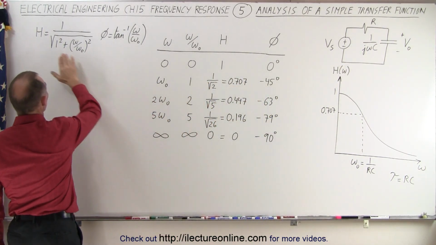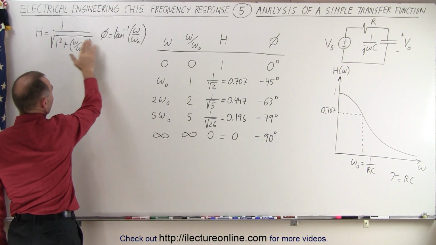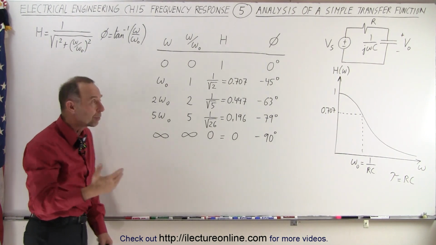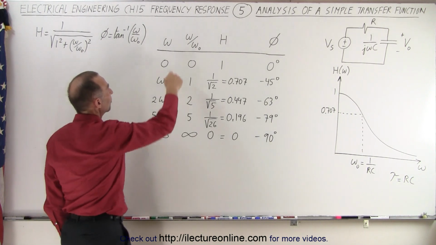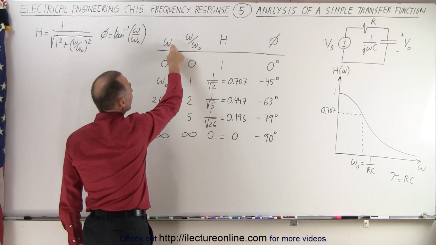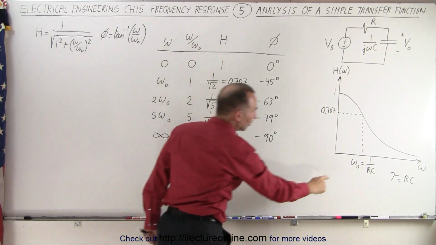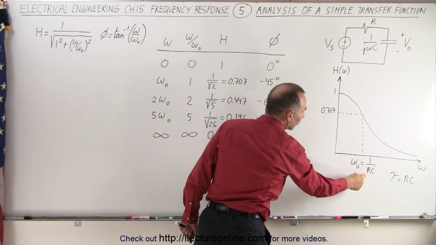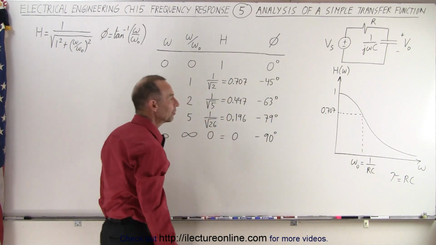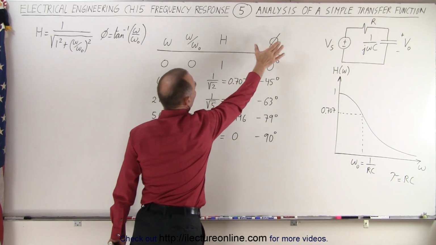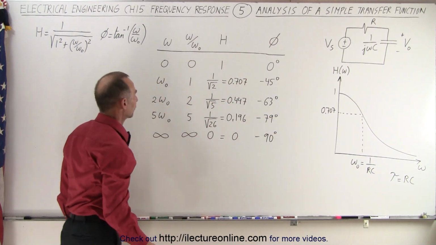Remember the definitions of the magnitude of the transfer function and the phase angle of the transfer function. Here, let's take a look at a table with some values. We have what we call the frequency. We have the ratio of the frequency over frequency sub naught, where frequency sub naught is equal to 1 over RC. It's basically the inverse of the time constant. Here we have the magnitude of the transfer function and the phase angle of the transfer function.